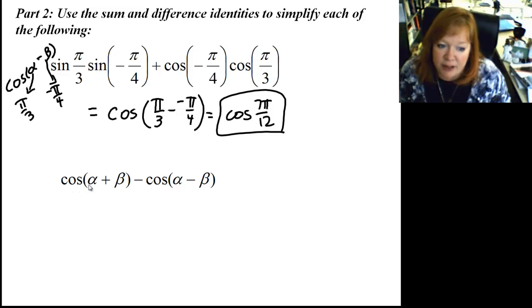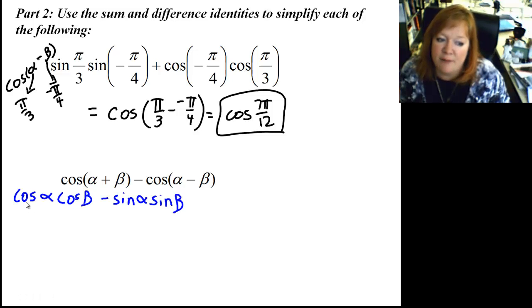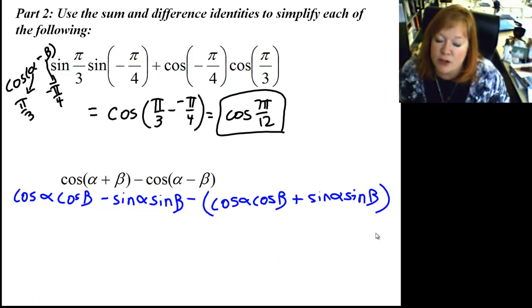This next one, you don't have something that looks like this one. You have cosine alpha plus beta minus cosine alpha minus beta. What you have to do in this case is expand them out. So if you look at the formula for cosine of alpha plus beta, that's cosine alpha cosine beta minus sine alpha sine beta. So that's the whole thing. For this cosine of alpha minus beta, I'm going to do a minus and then put parentheses so you don't make a sign mistake. Be real careful with your signs on these. So you'd end up with cosine alpha cosine beta plus sine alpha sine beta.